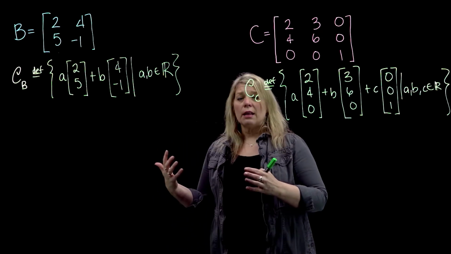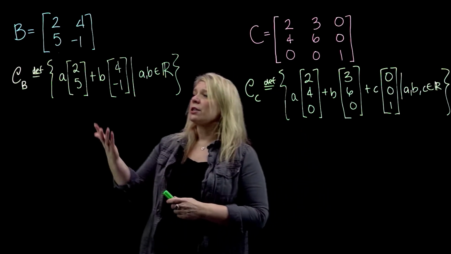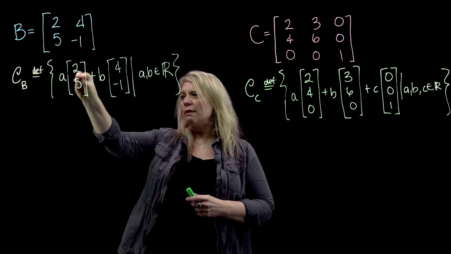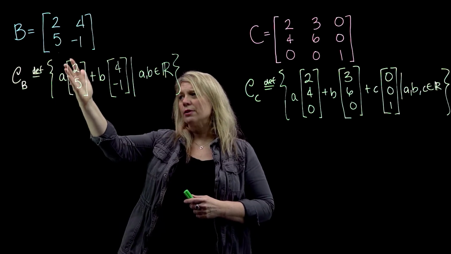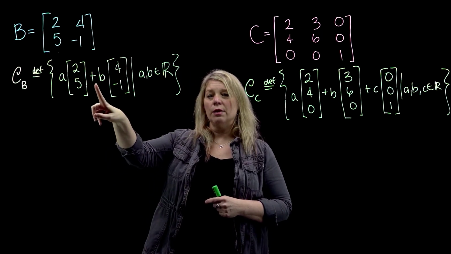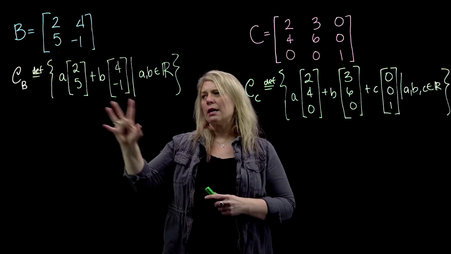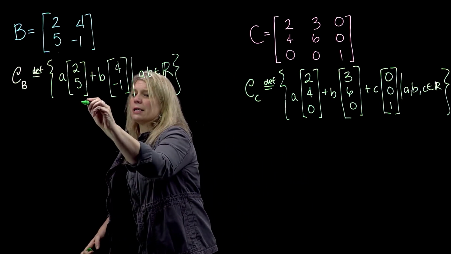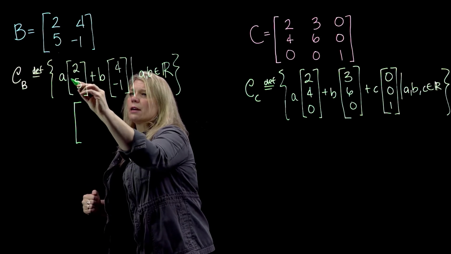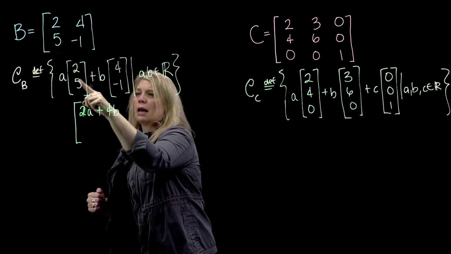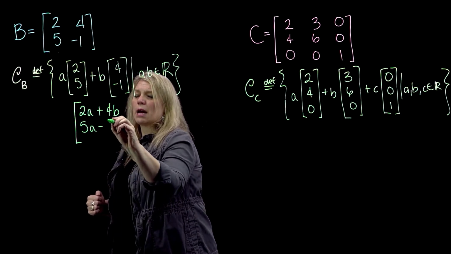All right, so there are a lot of ways you can do this. What I like to do is go ahead and do the scalar multiplication. So I would multiply the vector (2, 5) times the scalar A, so I'd have 2A and 5A. Same thing here. And then go ahead and do the matrix addition. I'm going to do the scalar multiplication and addition as all one step, so I'll have 2A plus 4B and 5A minus B.